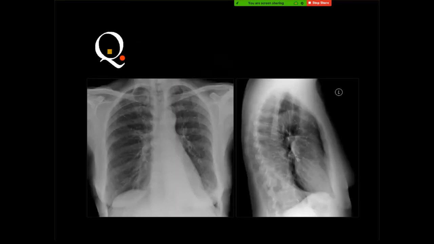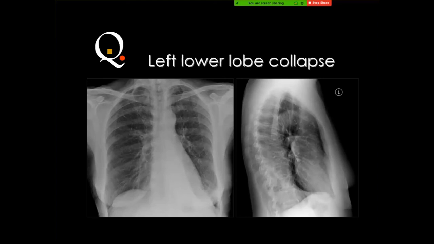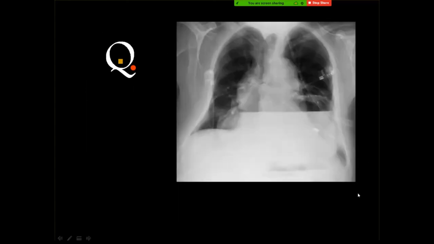Lower lobe collapse. Left lower lobe collapse, yes, very good. This is also a famous exam film: a triangular opacity posterior to the heart, and in the lateral view it is projected on the spine, and this is the classic appearance of left lower lobe consolidation collapse.